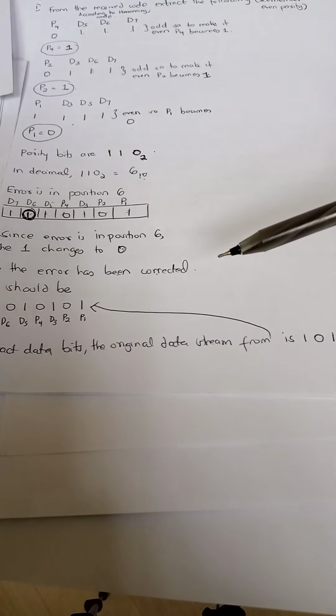So the received code was this. We detected the error in position 6, changed it to a 0. So we found the original code was back to that, which is this one. Okay, so that's how we use the Hamming code to detect and correct errors. Thank you.